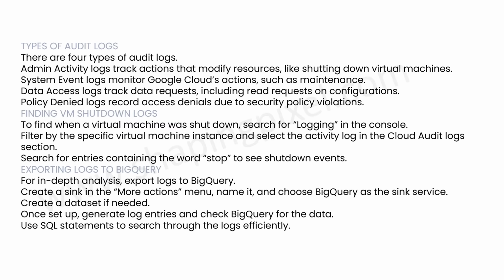To find when a virtual machine was shut down, search for logging in the console. Filter by the specific virtual machine instance and select the activity log in the Cloud Audit Log section. Search for entries containing the word stop to see shutdown events.